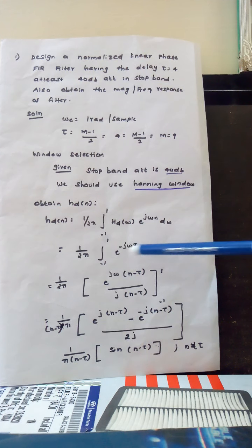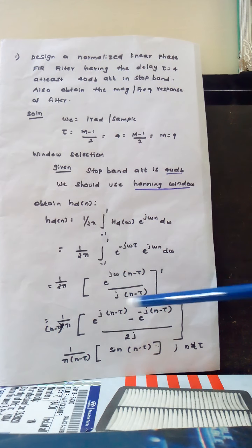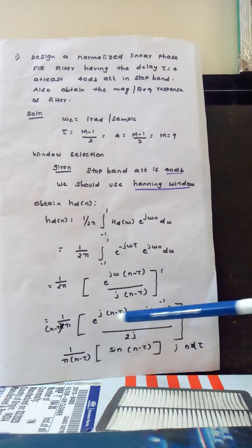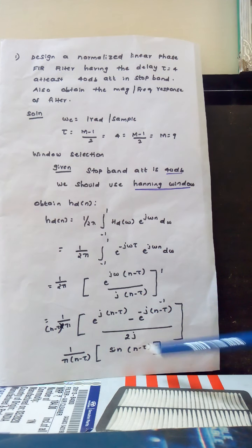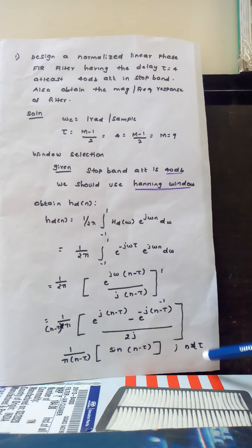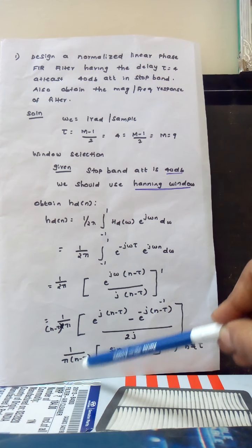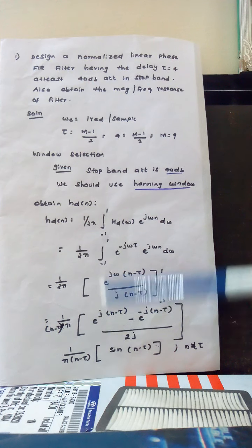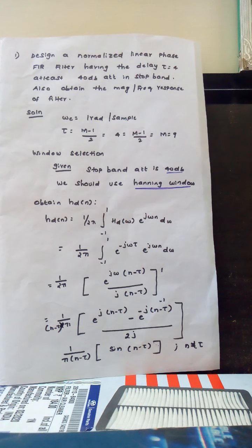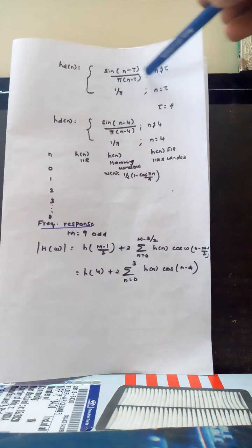So directly we can substitute also. If we solve this, in both terms j omega is common, we can take it outside, and if we integrate and substitute the upper limit and lower limit, we get this equation: sine of (n minus tau) divided by pi into (n minus tau). This is when n is not equal to tau. If we substitute when n is equal to tau, it becomes 1 by 0, which is infinity. So only for that case we have to find what h of n is. So when n is not equal to tau, this is the condition we get.